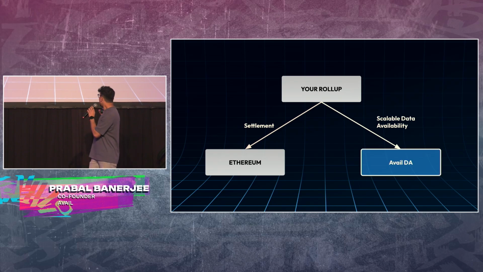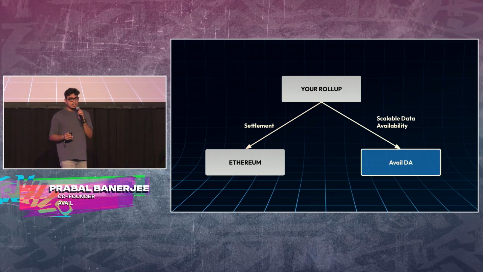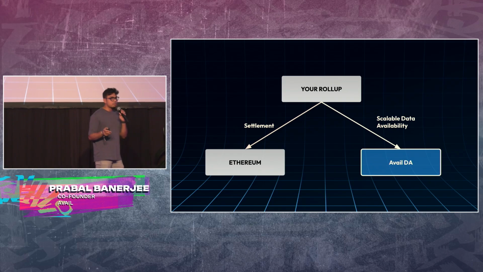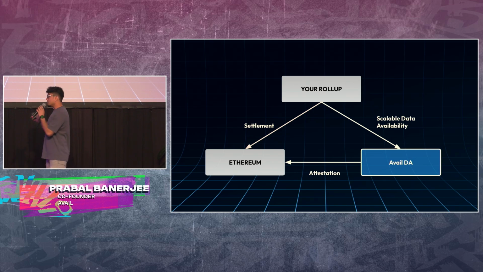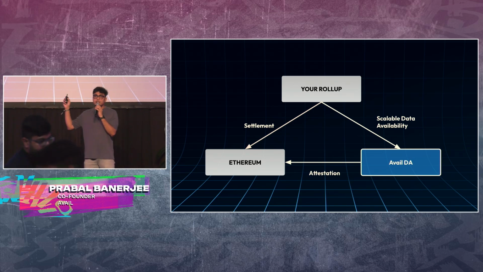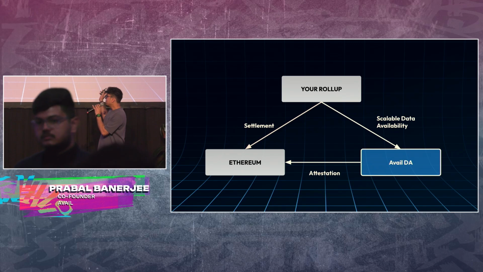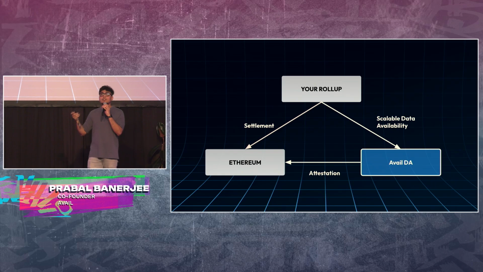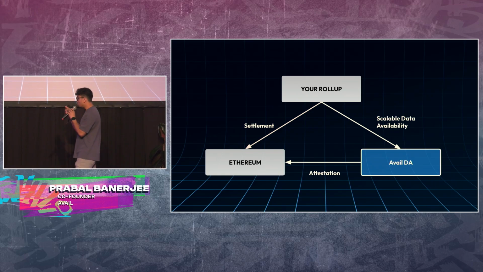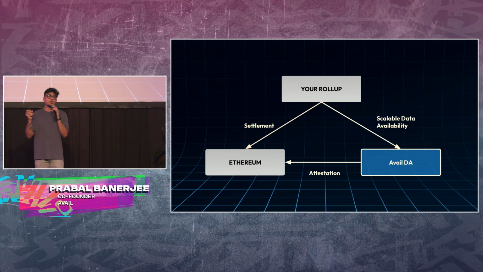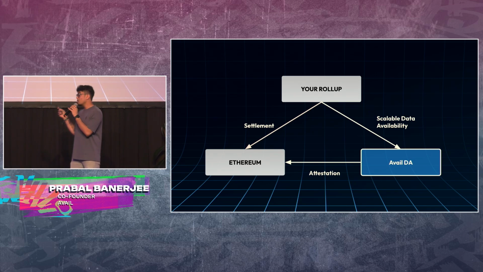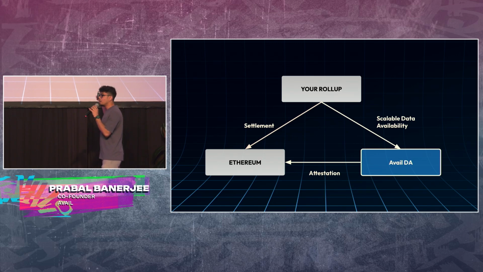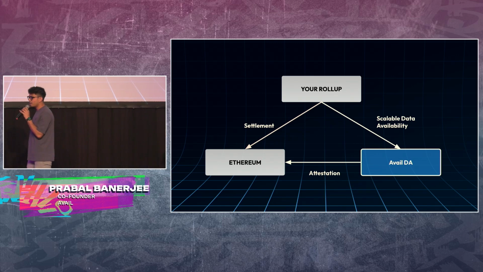This is where Avail comes into the picture. The Avail DA essentially helps your rollup scale in terms of data publication costs. And then there needs to be an attestation. This is the key component that I'm going to talk about today, that is how this attestation works between Avail DA and Ethereum, but you can replace Ethereum with any blockchain or even a light client of your own. It can mean a single piece of code on your laptop being able to verify the entirety of the consensus of Avail DA and any other chain which has GRANDPA as its finality gadget.